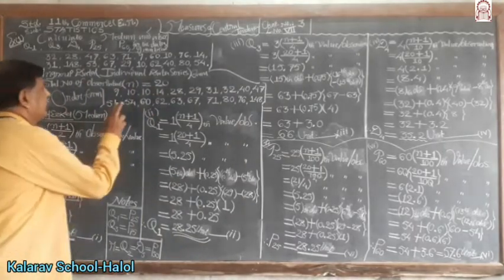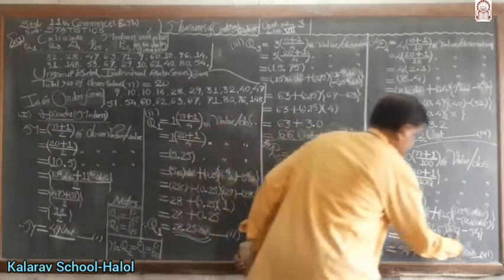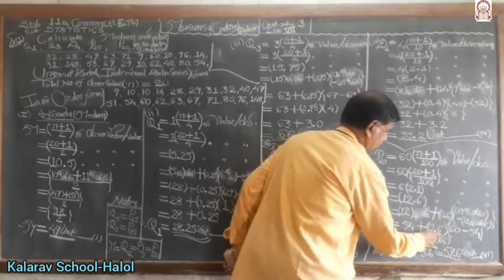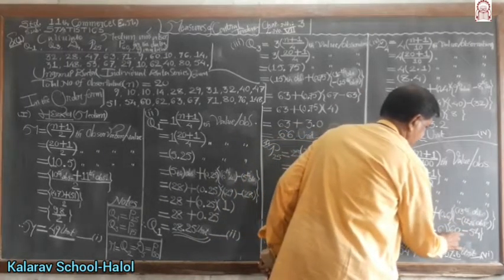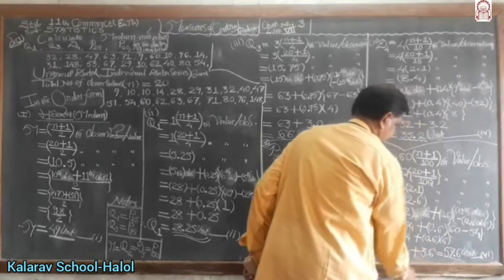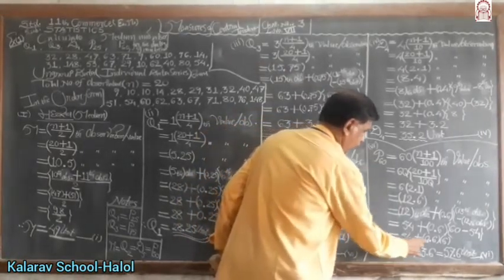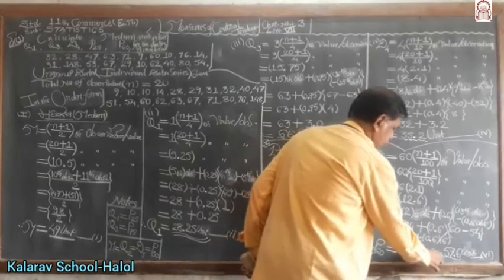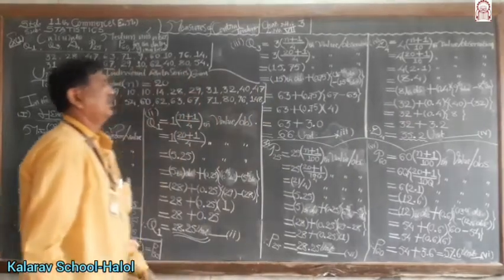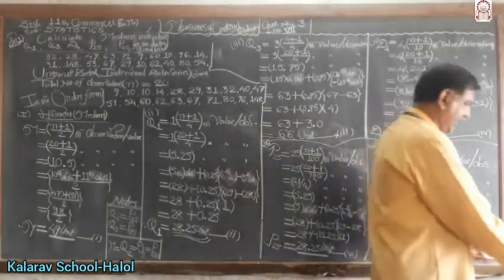Therefore, the 12th value is 54 and the 13th value is 60. 54 plus 0.6 times 60 minus 54. The subtraction of these two quantities is 6, and 6 into 0.6 becomes 3.6. Therefore, the ultimate answer of P60 is 54 plus 3.6, which is equal to 57.6 units. This is answer number 6.